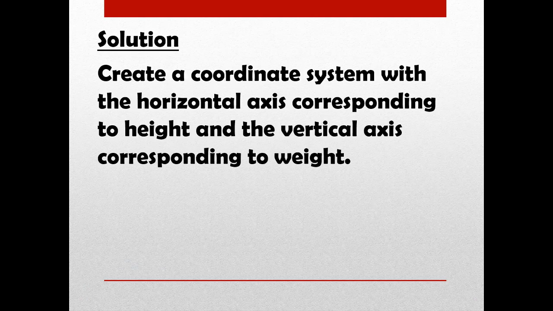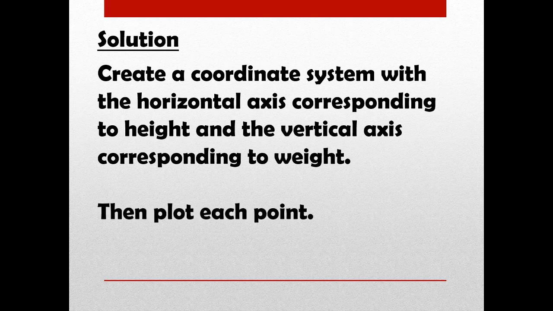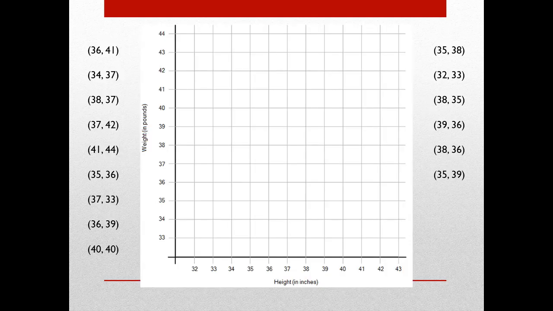So what we're going to do is create a coordinate plane that has the horizontal axis corresponding to the height and the vertical axis corresponding to the weight. And then you're going to plot each point. I've put all of those ordered pairs for height, comma, weight along the side of this graph so that we can see them as we're graphing. We will start with (36, 41). So we're going to put a point 36 spaces over, 41 spaces up. So that's our first point, (36, 41).